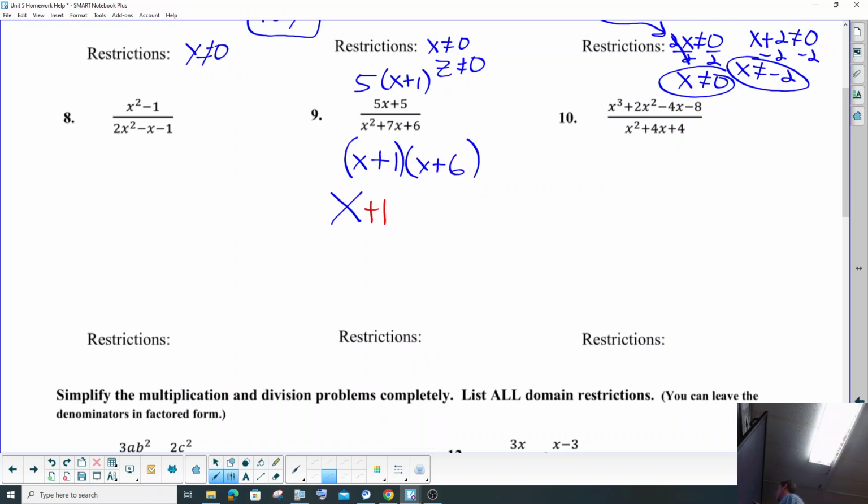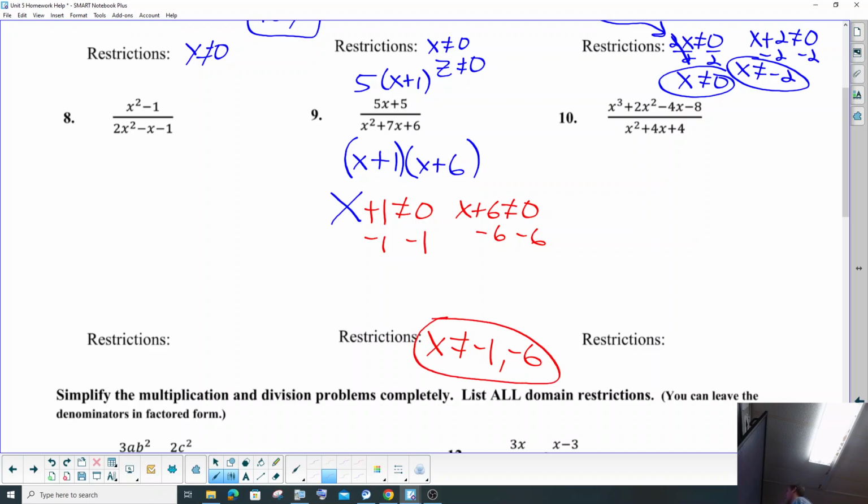Okay, so we take x plus 1, and it can't equal 0, same with the 6, can't equal 0. So we minus 1 to the other side, so x can't equal negative 1. Minus 6 to the other side, x can't equal negative 6. So these are called our restrictions, right?